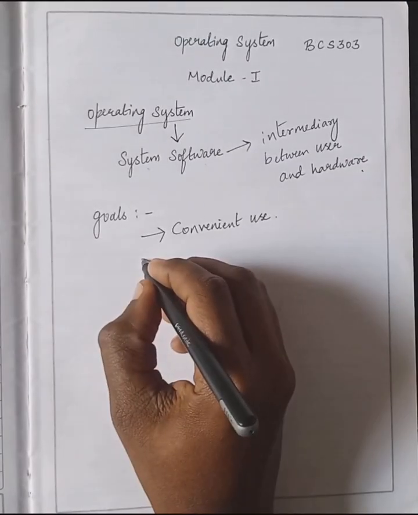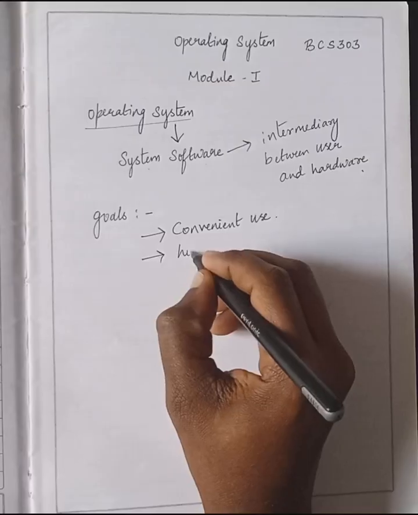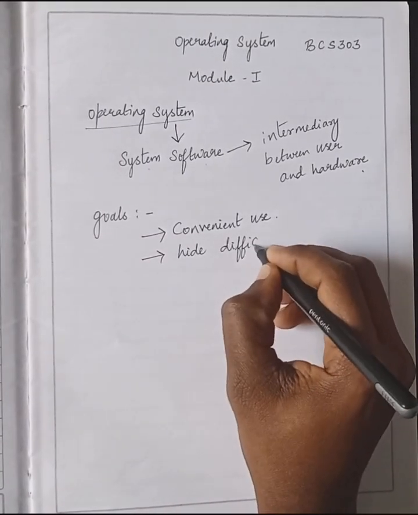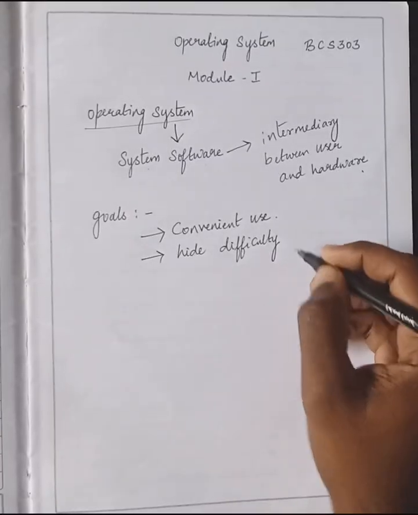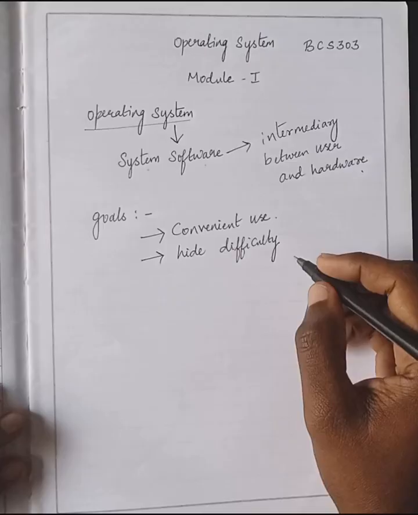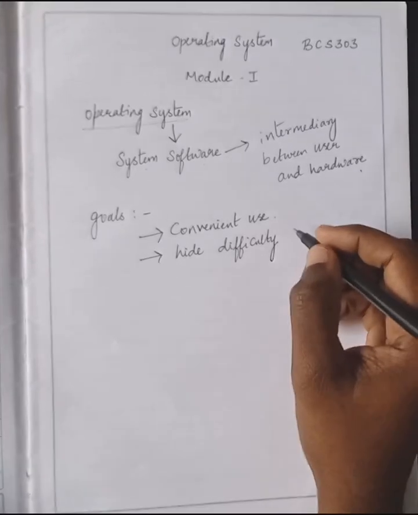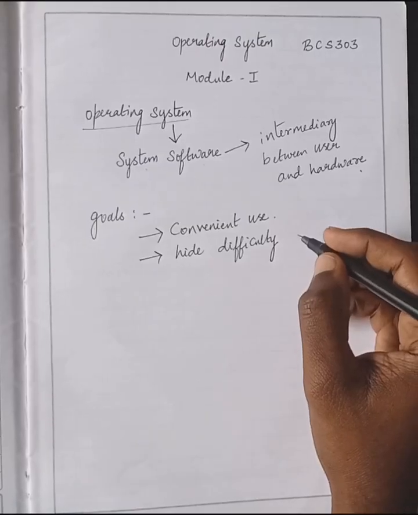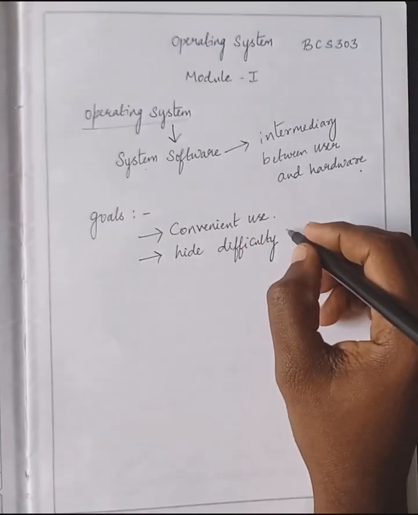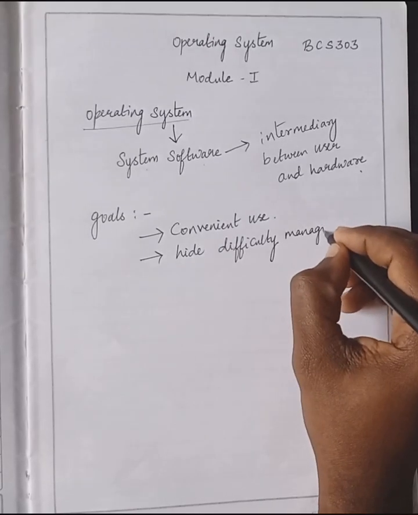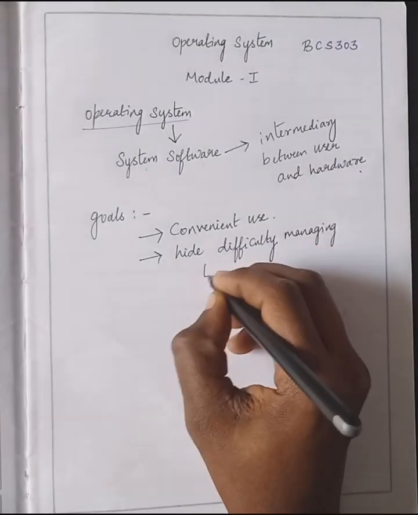It is going to hide the difficulty in usage. Why? Because we are not going to directly write some hardware program or code to get something done in the hardware. We can directly press a button, click on the user interface, and make it easier. So it hides the difficulties of managing the hardware. You can write that keyword also, managing the hardware.